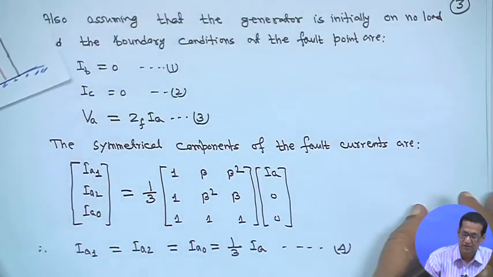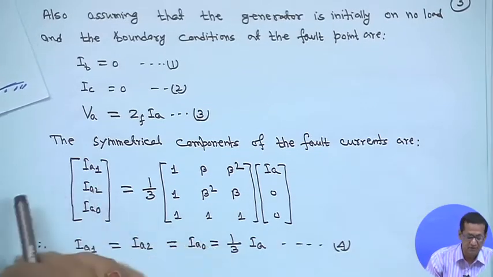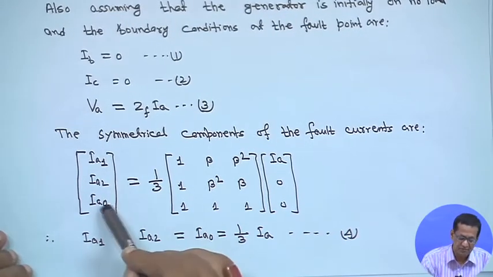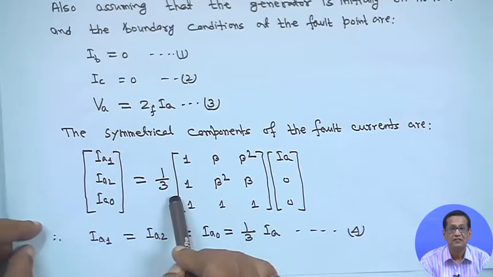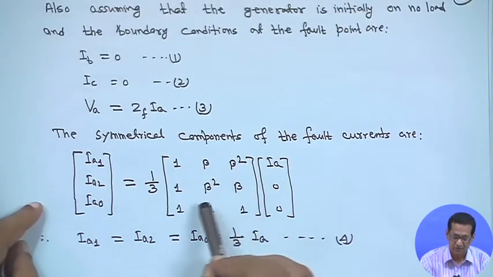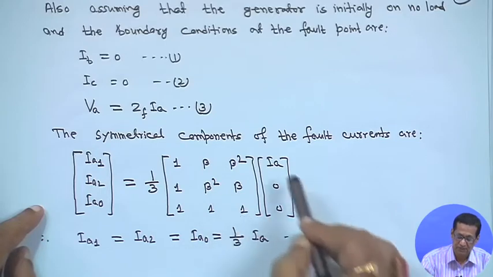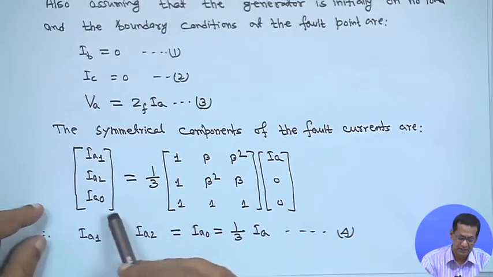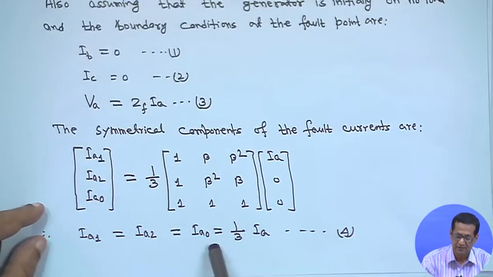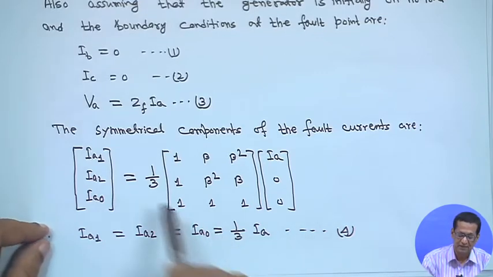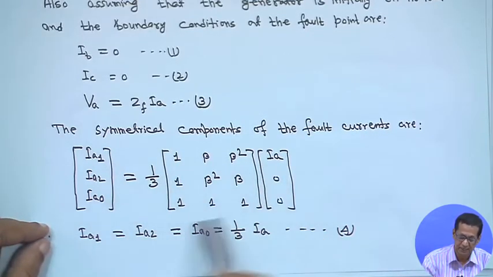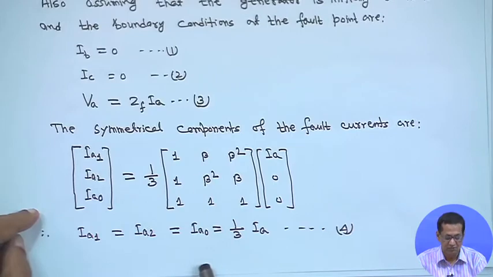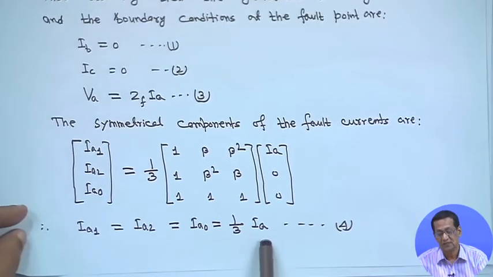The symmetrical components of the fault currents, we know from our symmetrical component analysis, are given by IA1, IA2, IA0 equal to 1/3 times the matrix with rows 1, beta, beta square; 1, beta square, beta; and 1, 1, 1, multiplied by IA, IB, IC. Here IB is equal to 0 and IC is equal to 0. Therefore, IA1 is equal to IA2 is equal to IA0 is equal to 1/3 IA. You will find IA1 is 1/3 IA, IA2 is 1/3 IA and IA0 is also 1/3 IA. That means IA1, IA2 and IA0 are all equal, each 1/3 of IA.